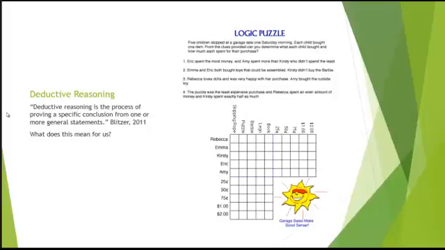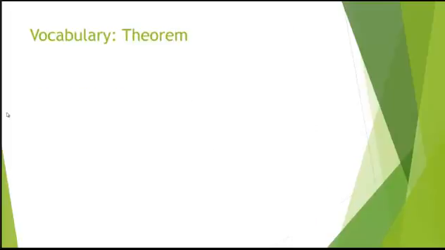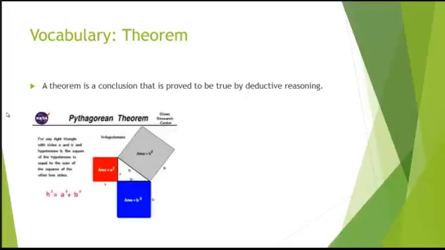So we're going to look at a couple of vocabulary terms. The first one is theorem. A theorem is a conclusion that is proved to be true by deductive reasoning. Basically, that's a long way of saying that we've proven something's true by the reasoning that we're using. So the most famous theorem is the Pythagorean theorem, and that is the thing that I'm sure everyone has heard: a squared plus b squared equals c squared, or in this case they pictured h squared, but they mean the same thing as c squared.